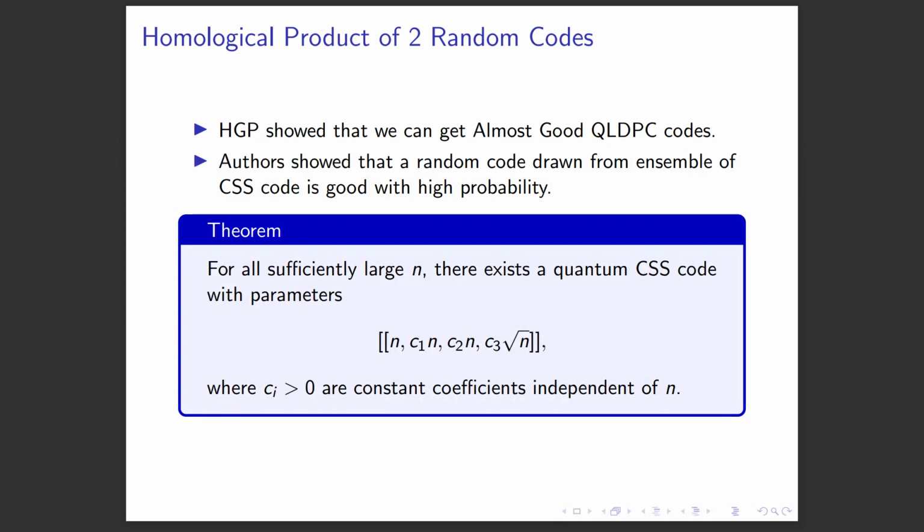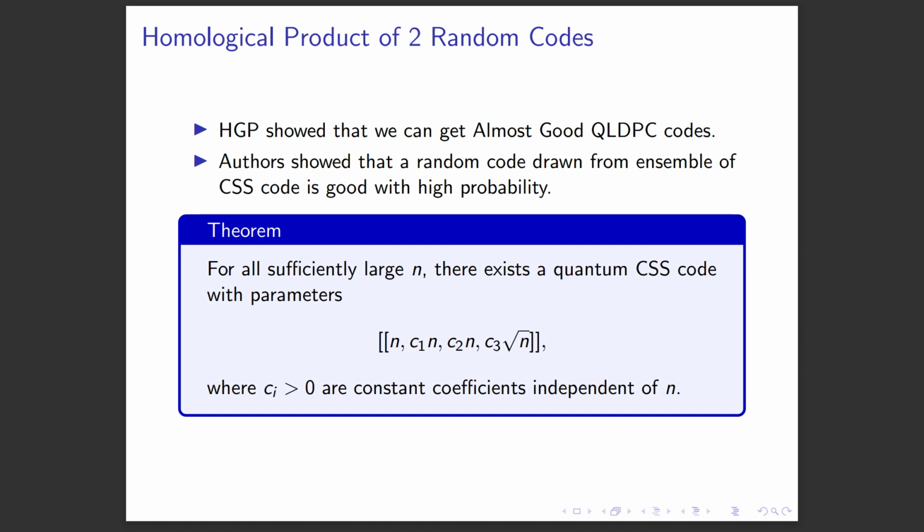In the remaining part of the paper, the author showed that the homological product of two random codes drawn from an ensemble, which need not necessarily be LDPC codes, will be a good code. Here the term good code refers to those codes where the homological product gives scaled distances, unlike hypergraph product codes where distance is not scaled.